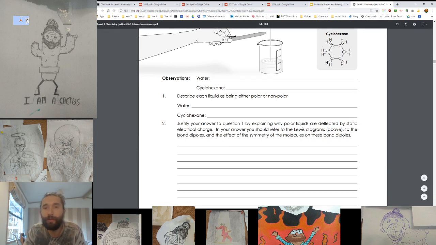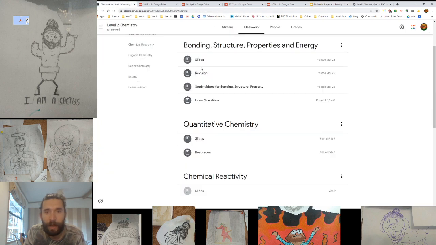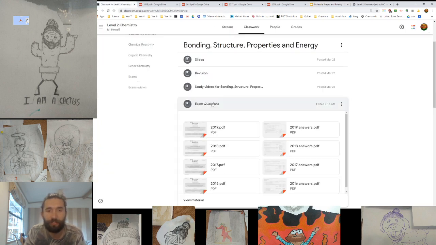Before we have a look at these, I just want to show you something on Google Classroom. I've put up exam questions here: last year's exam, last year's answer, 2018 exam, 2018 answer. You can get these off the NZQA website, obviously, but people struggle doing that, so I just put them up on Google Classroom. Let's have a look at some of these polarity questions.